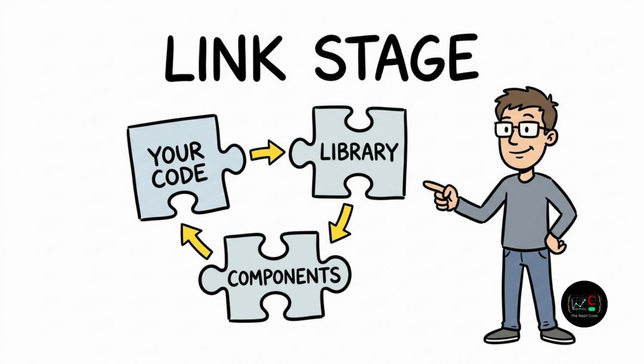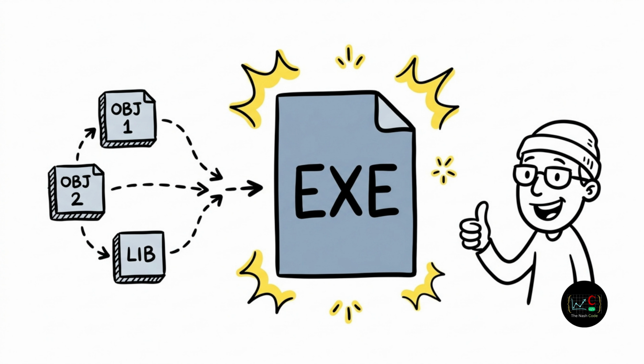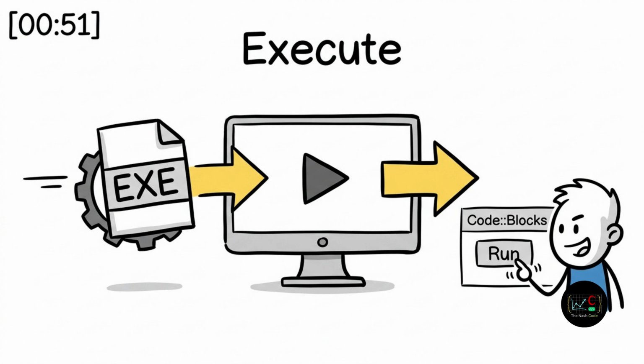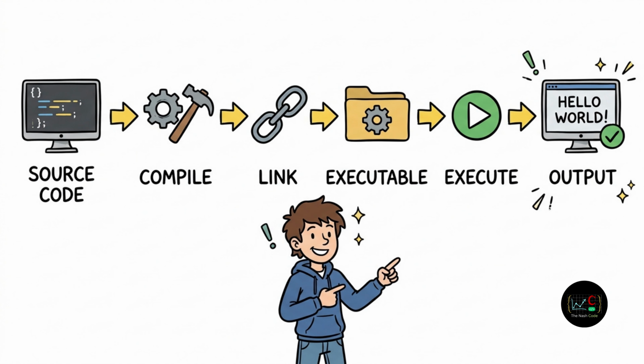Next is link. Programs often use code from libraries and other components. The linker connects the pieces your program needs and prepares the complete executable. Finally comes execute. The executable program runs and you see the output. Remember the flow: source code, compile, link, executable, execute, output.